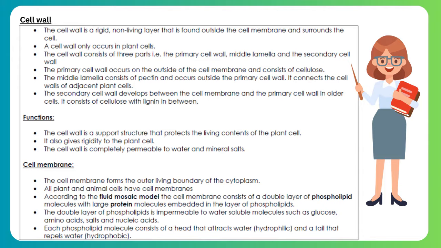Cell membrane. The cell membrane forms the outer living boundary of the cytoplasm. All plant and animal cells have cell membranes. According to the fluid mosaic model, the cell membrane consists of a double layer of phospholipid molecules with large protein molecules embedded in the layer of phospholipids. The double layer of phospholipids is impermeable to water-soluble molecules such as glucose, amino acids, salts, and nucleic acids. Each phospholipid molecule consists of a head that attracts water, hydrophilic, and a tail that repels water, hydrophobic.